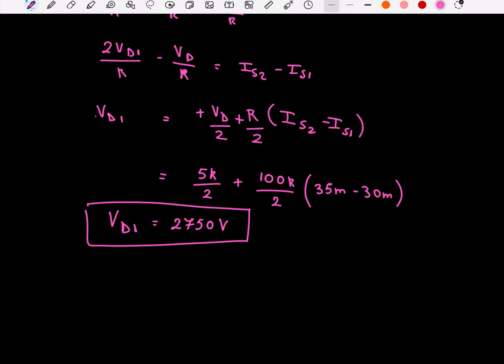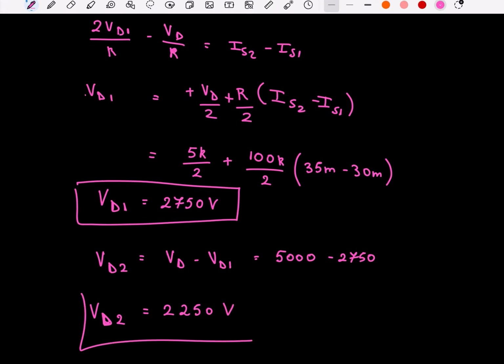Now we can find the voltage across diode 2 to be VD minus VD1. So 5000 volts minus 2750 volts. So the value of voltage sharing across your second diode is 2250 volts. That's it.